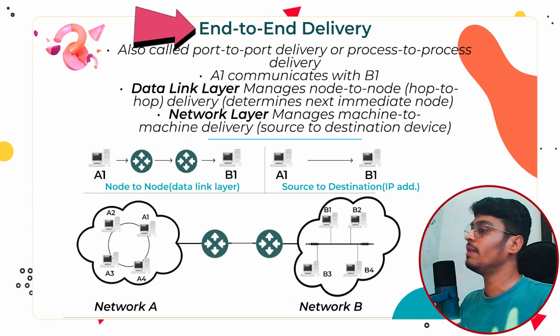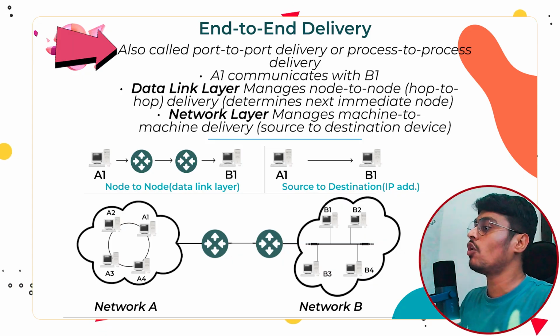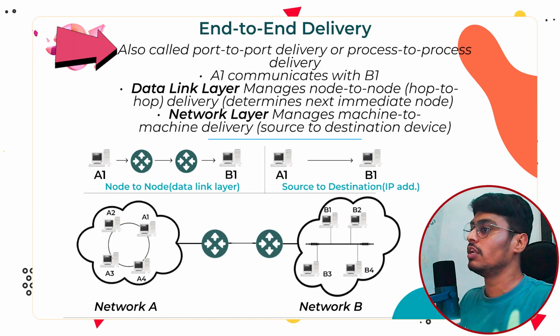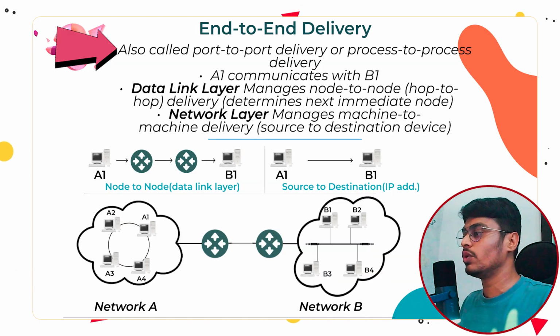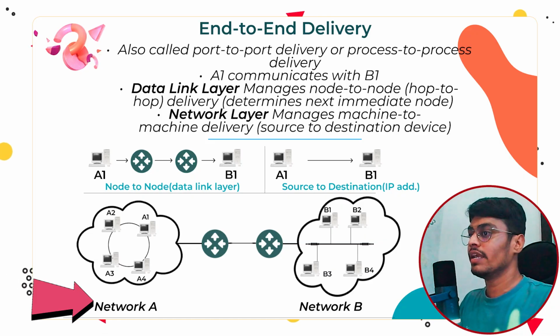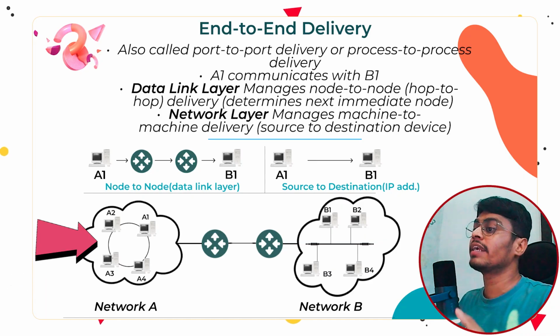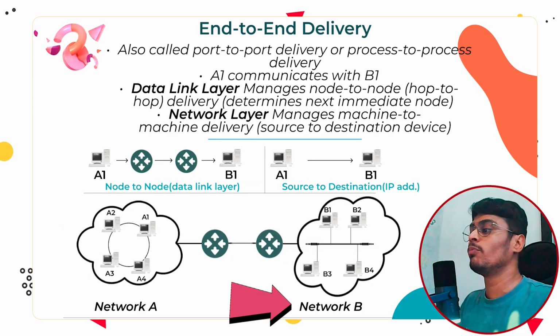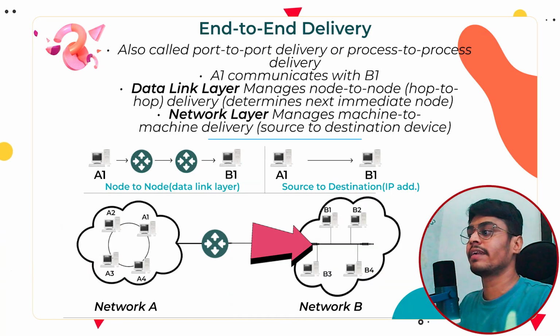The first and very important role of the transport layer is end-to-end delivery. End-to-end delivery is also known as port to port delivery. Okay, what is port to port delivery? Let's say there is some network A in which there are a lot of hosts, connected by some topology. Let's take one more network B, with another topology in which devices are connected among themselves.